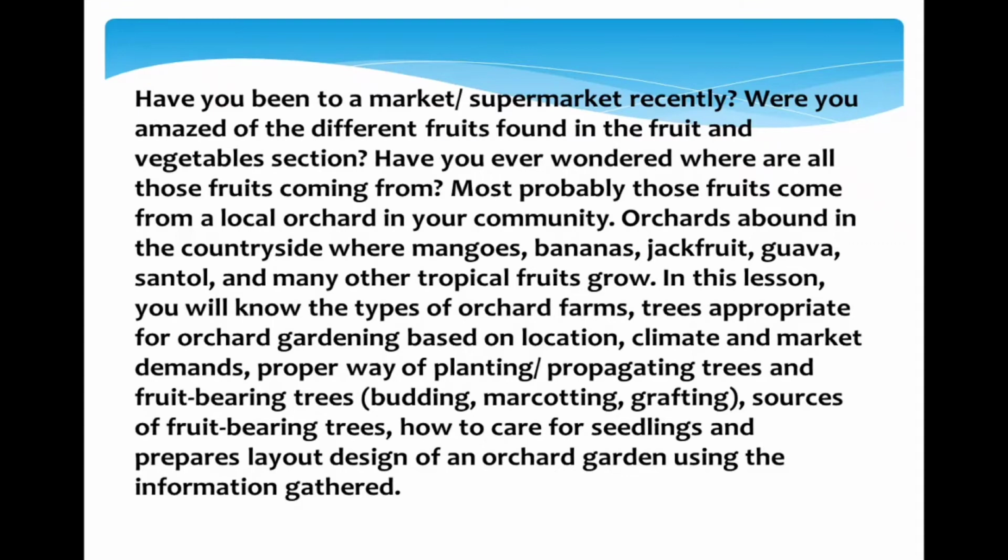Have you been to a supermarket recently? We are amazed by the different fruits found in the fruit and vegetable section. Have you ever wondered where all those fruits are coming from? Most probably those fruits come from a local orchard, like for example here in our community, here in Cavite, city of Imus. Orchards abound in the countryside where mangoes, bananas, jackfruit, guava, santol, and many other tropical fruits grow.